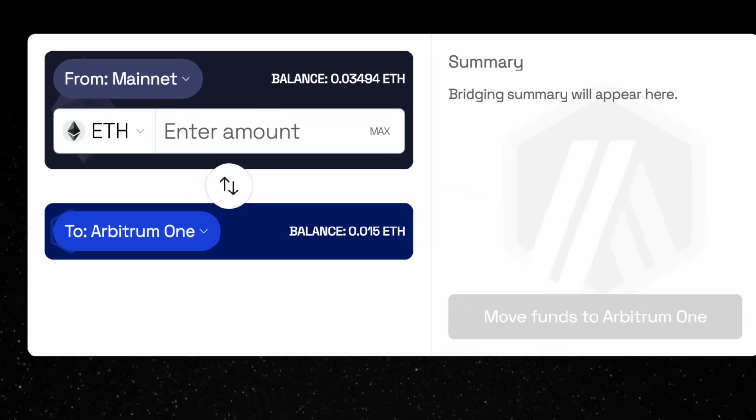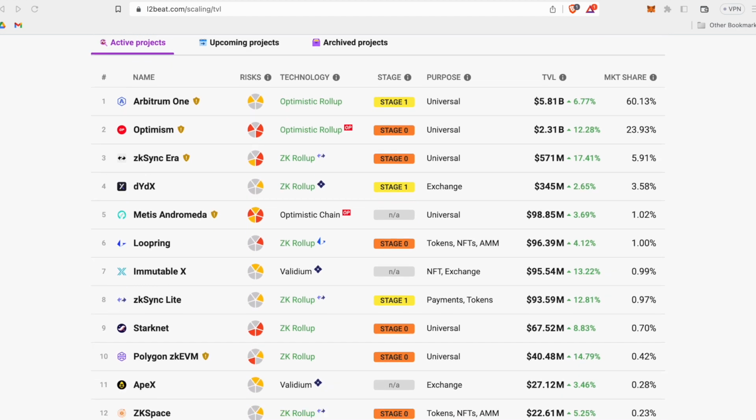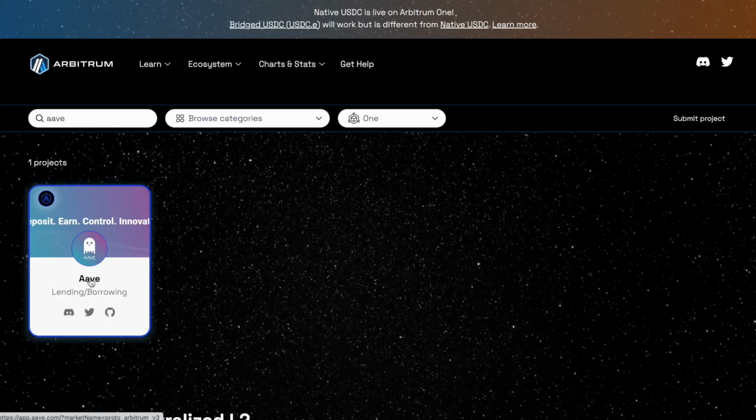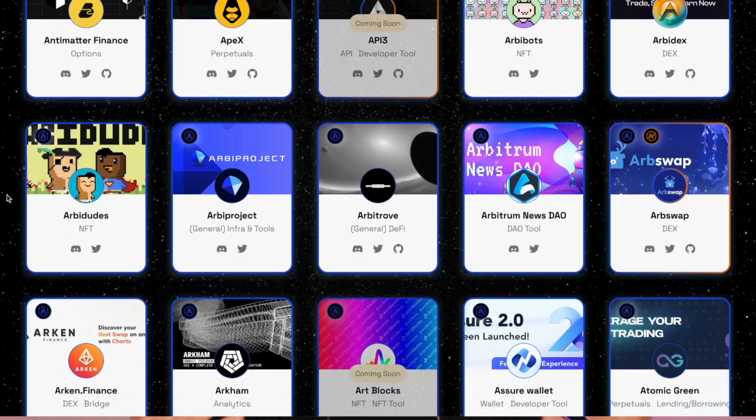So now that you understand Arbitrum and you have some assets on the Arbitrum mainnet, let's take a look around the ecosystem. There's plenty of projects already on Arbitrum. They actually have over $5 billion in total value locked at the time of this recording. Some of the biggest projects in the space are already on Arbitrum, such as Uniswap, Aave, and GMX. That being said, there's a lot more projects that you can 100% dive into and explore.